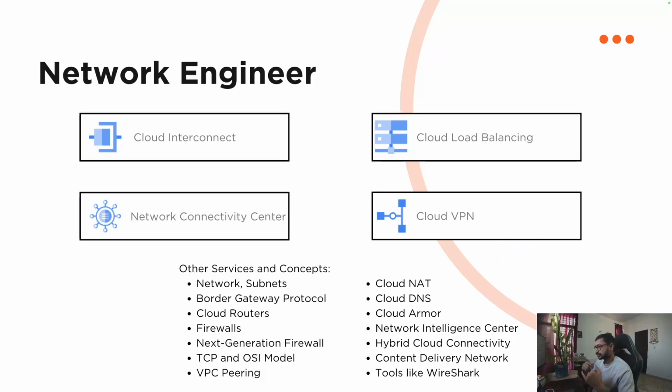So you should know subnetting, what are CIDRs, masking, etc. What is BGP, Border Gateway Protocol, Cloud Routers, firewalls, next generation firewalls, OSI TCP model. I think this is the basic one which we learn in college. What is peering, Cloud NAT, then Cloud DNS, Cloud Armor, Network Intelligence Center. How do you do hybrid cloud connectivity?